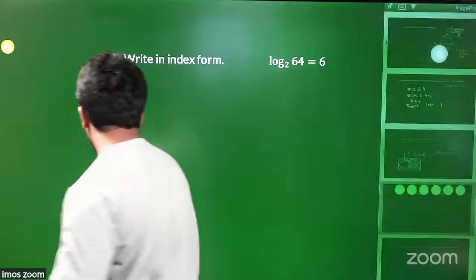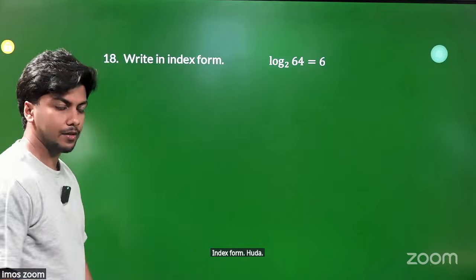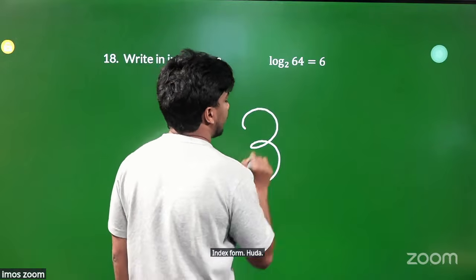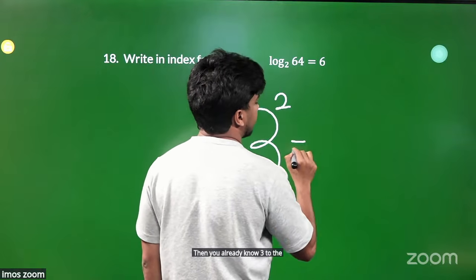Index form. Then you already know 3 to the power 2 is equal to 9.